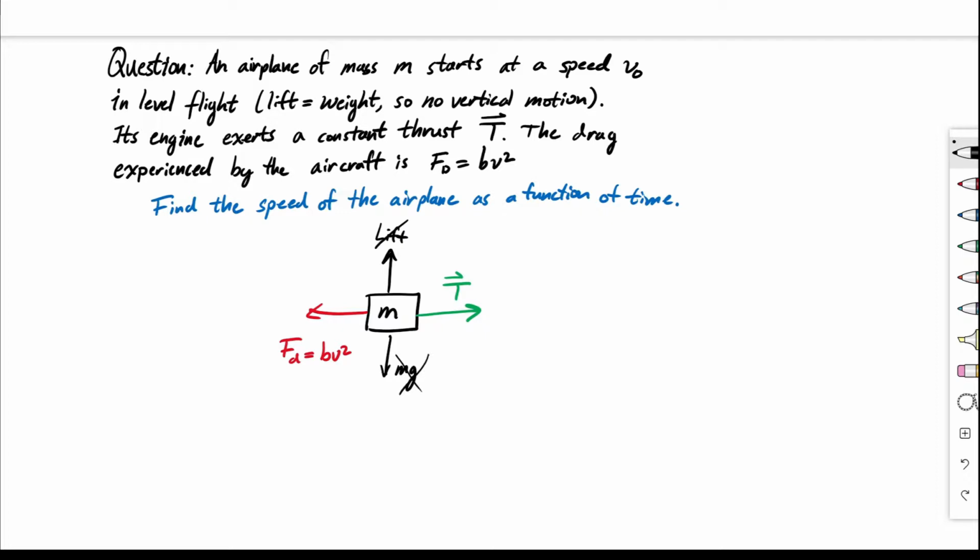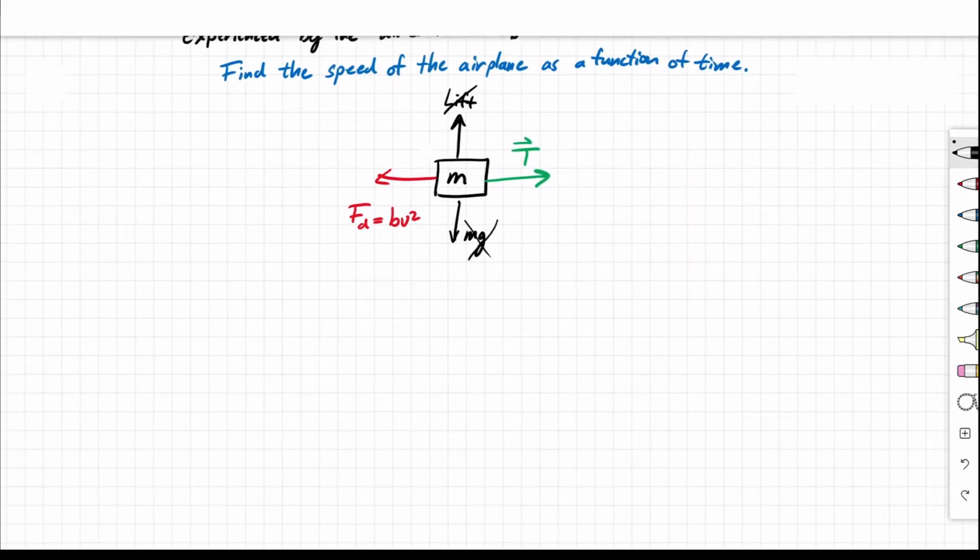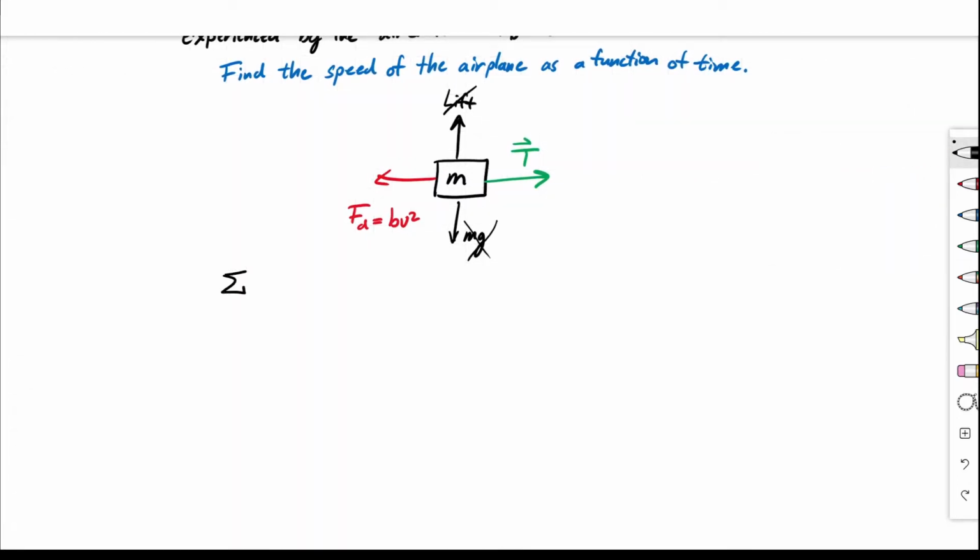Now that we have our free body diagram, let's find out what the net force on the airplane is. The net force on the airplane is its thrust force minus the drag force. We can substitute the drag force with b times velocity squared. Intuitively, this drag force function makes sense, as the drag force on the airplane typically increases as the velocity increases, since the airplane is running into more air molecules and trying to push them out of the way faster. And b is just a coefficient to scale depending on all the properties of the plane and the air.